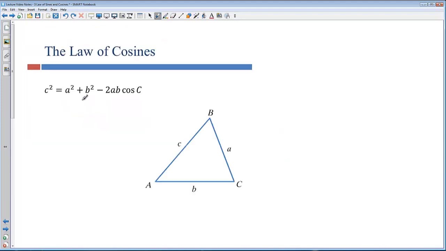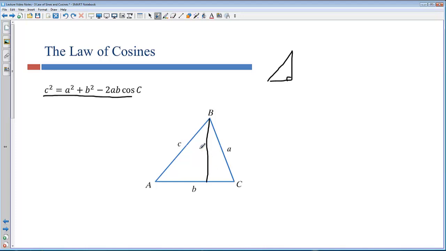Here's the law of cosines formula. To prove it, to show where it comes from, we start with a general triangle. Remember, all we really know are things about right triangles. So our idea is to take this triangle and somehow turn it into a right triangle. Just like before with the law of sines, we drop down a perpendicular, and we're going to give this a name.